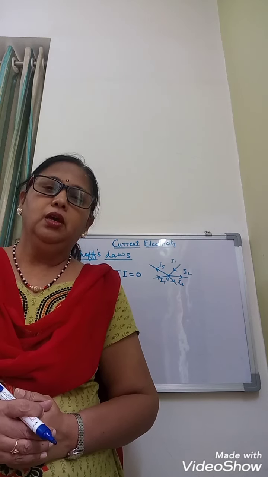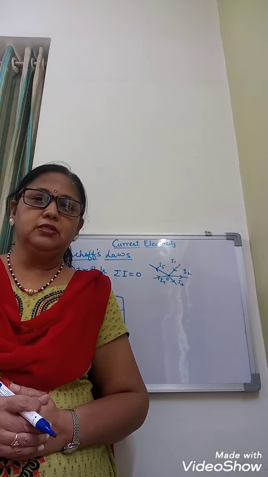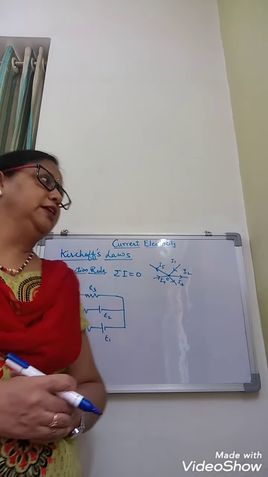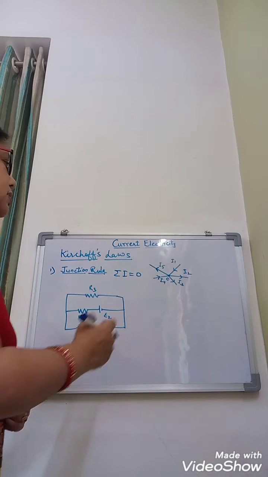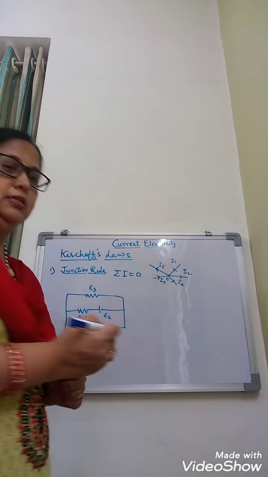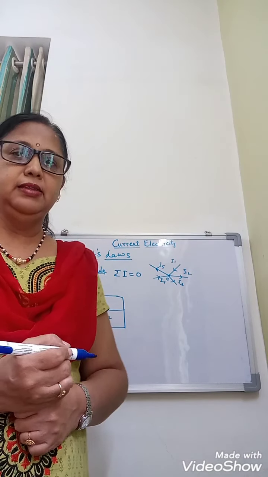Now what is the algebraic sum of currents? How to take the algebraic sum of currents? For that we use one sign convention. In the sign convention we take all incoming currents as positive and all the outgoing currents as negative.